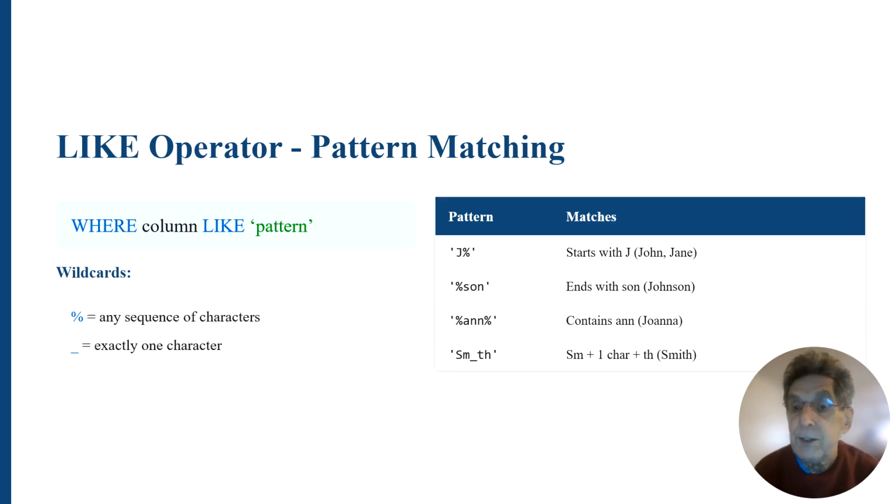The underscore matches exactly one character. So SM_TH matches Smith, Smythe, or Smath. The underscore is a placeholder for any single character. So let's look at the pattern table on the right here. Take a moment to understand each pattern and what will match. This will become second nature to you with practice.